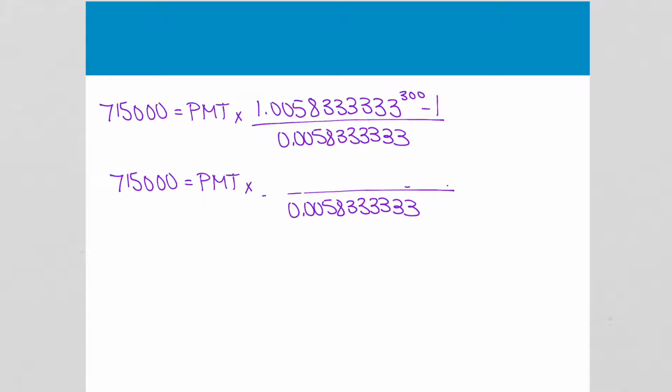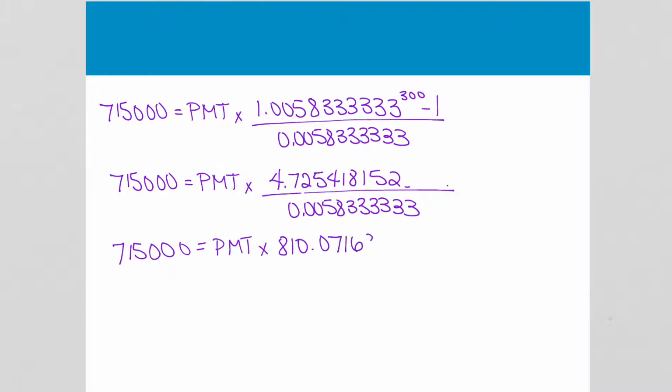I get 4.725418152. Divide that by 0.0058333, and we get 810.0716879.